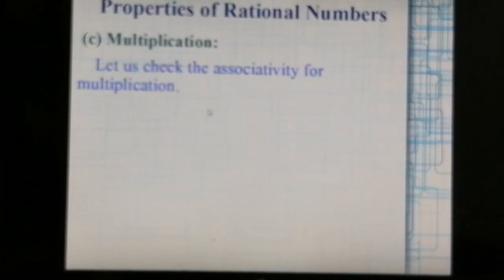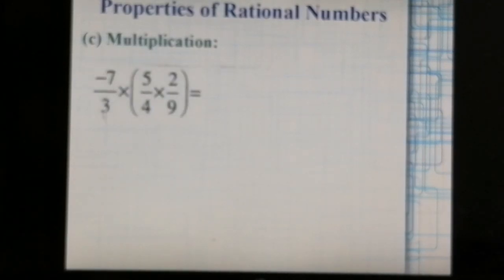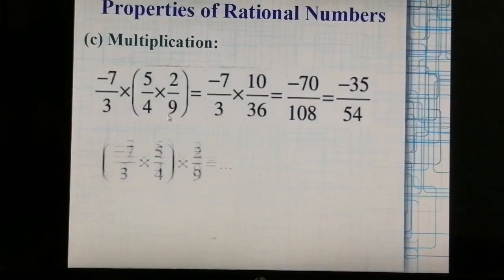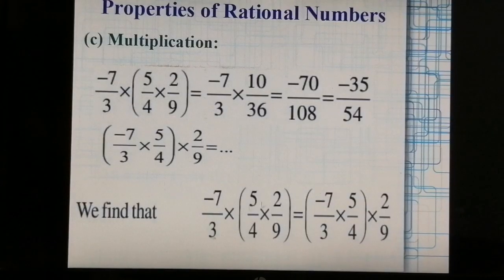Now for multiplication, let's check the associativity for multiplication. Here we have minus 7 over 3 multiplied into 5 over 4 multiplied into 2 over 9. Means again we take three rational numbers and put the multiplication sign between them. Here we multiply these two first and see what we get. After that we multiply these two first, you need to do it for yourself, and we find that both are equal.